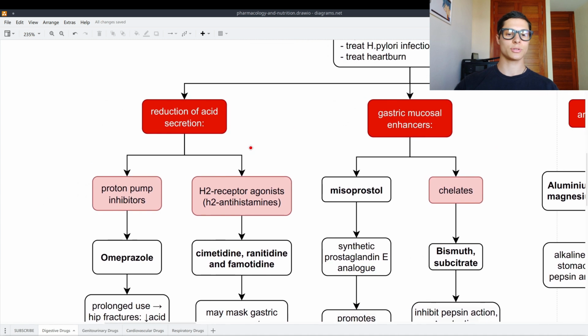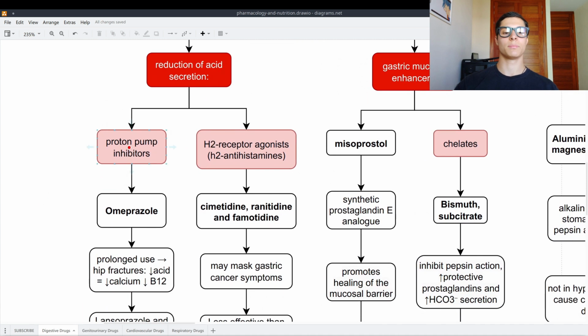Starting with the reduction of acid secretion, we can have the proton pump inhibitors, so that they inhibit the proton secretion, there's no acidity, or the H2 receptor antagonists, which are indeed H2 antihistamines. And remember, histamine is correlated with acid secretion. Proton pump inhibitors are, for example, omeprazole.